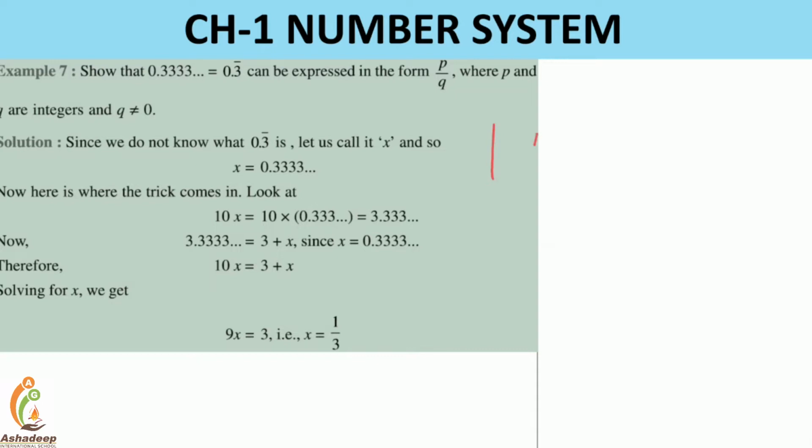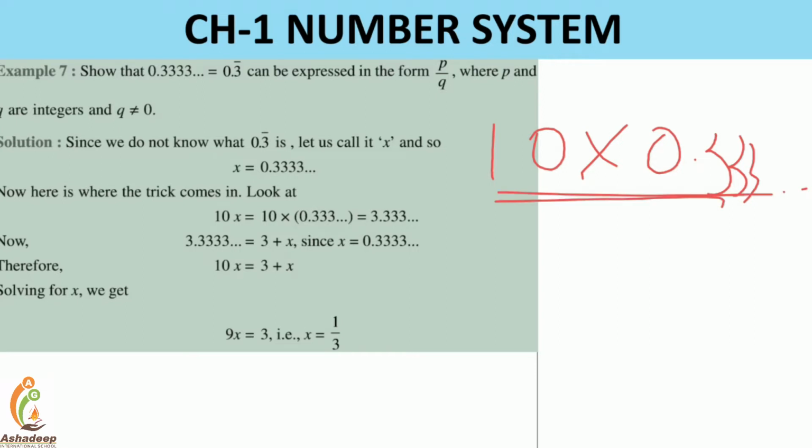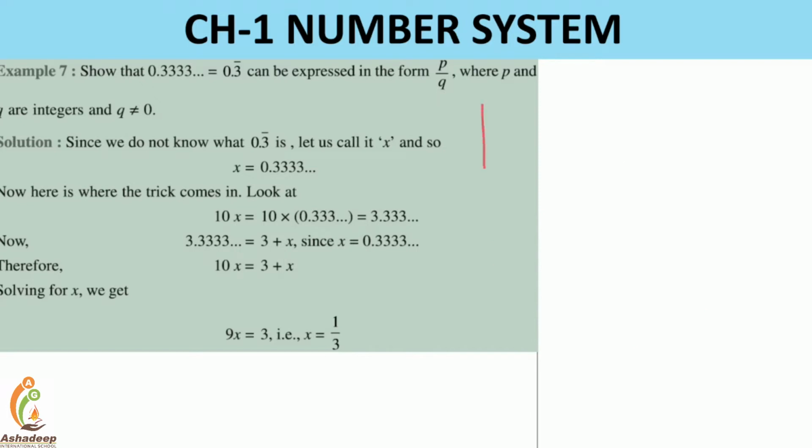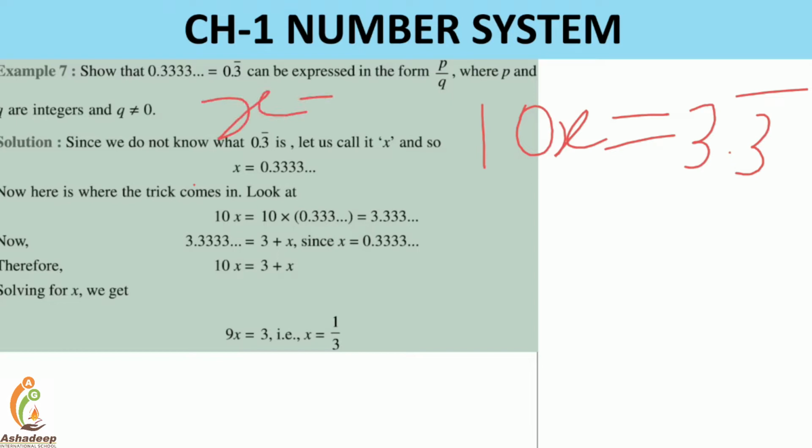Now 10 multiplied by 0.333 going on and on, if you multiply these, it becomes 3.333 going on and on. That means 10x equals 3.3 bar. And what is the first equation? The first equation is x equals 0.3 bar. This is equation number 1 and this is equation number 2.